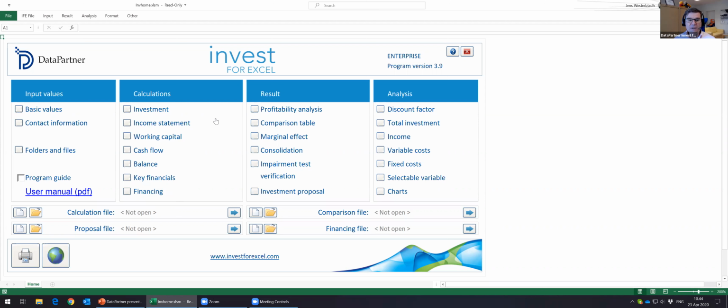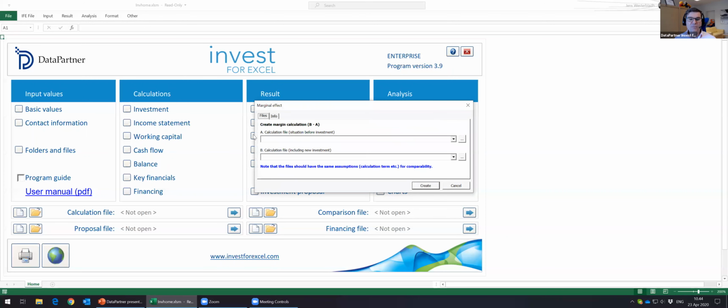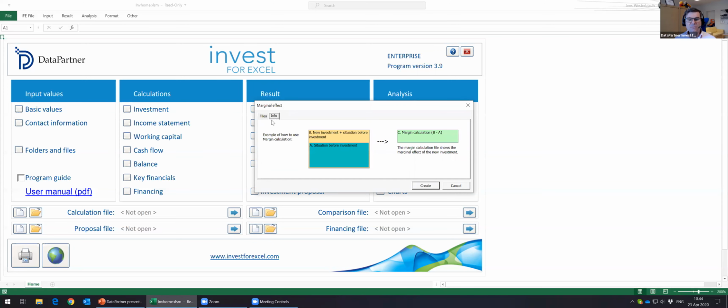Then other functions, I can just give you a glimpse about it, like marginal effect. This is like a difference calculation. So basically this is used when you have some existing operations, a site or production unit, whatever, and you consider to make an additional investment to make it more efficient, to modernize, to increase capacity, or to save energy or whatever. So you make first the calculation about the status quo, what if you don't do anything, you just continue as now, what would it look like?